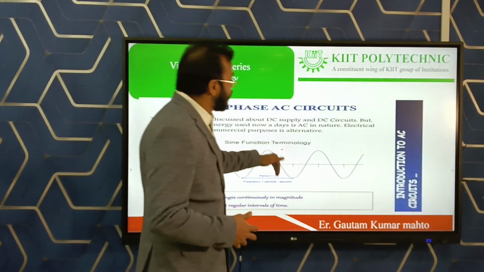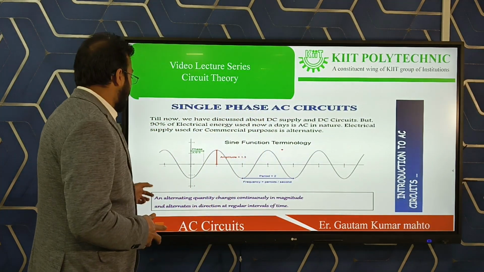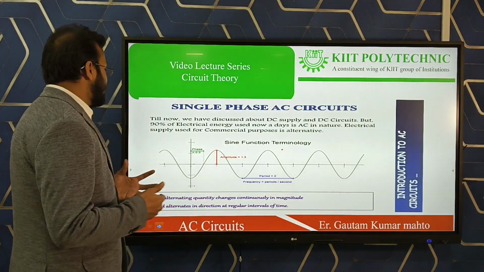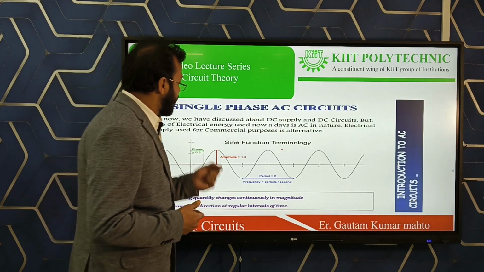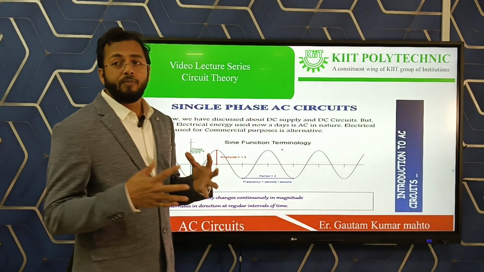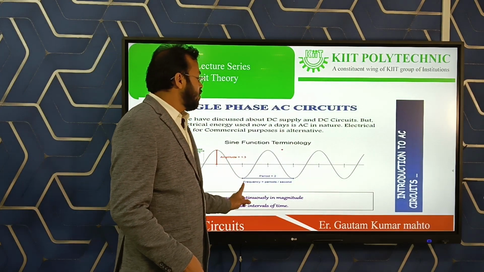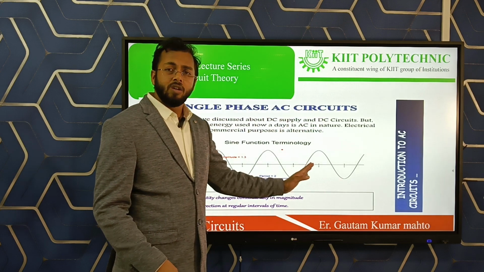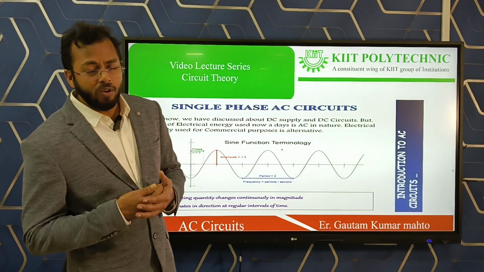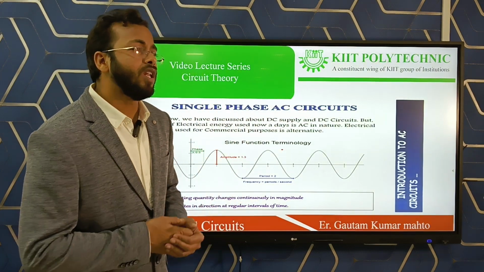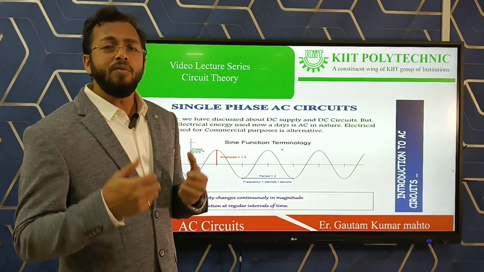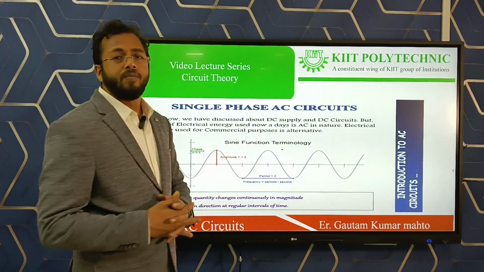It's an alternating sinusoidal figure here, and you can see an alternating quantity changes continuously in magnitude and alternates in direction at regular intervals of time. You can see that the wavelength of this waveform is from two consecutive peak to peak, crest to crest or trough to trough. So we can calculate the amplitude, the wavelength, the time period, the frequency and angular frequency, different things from this graph.